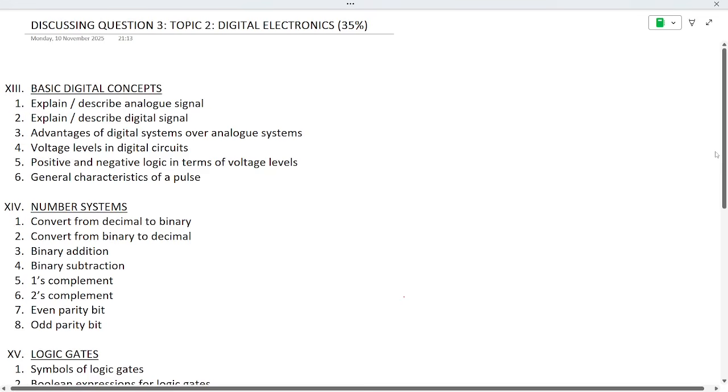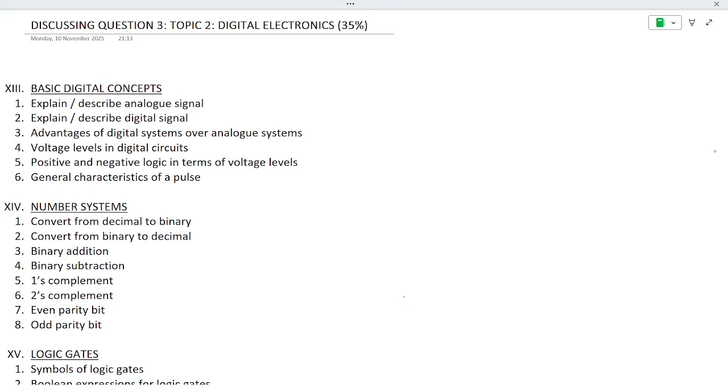All right, discussing question 3. So question 3 is focused on topic 2, which is about digital electronics, and the whole topic of digital electronics carries 35% of the examination.